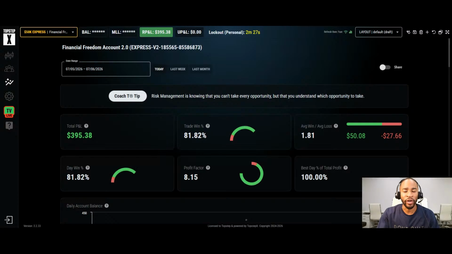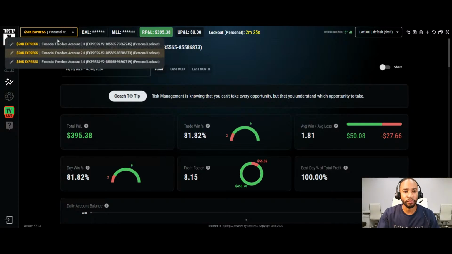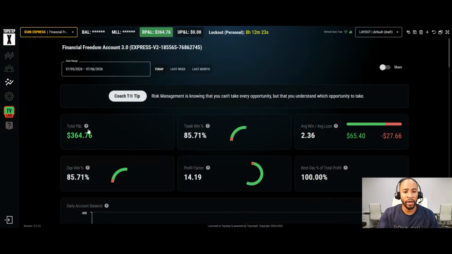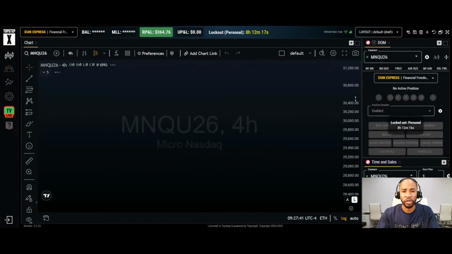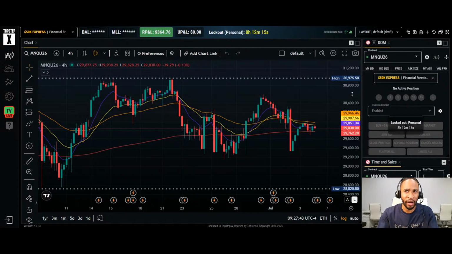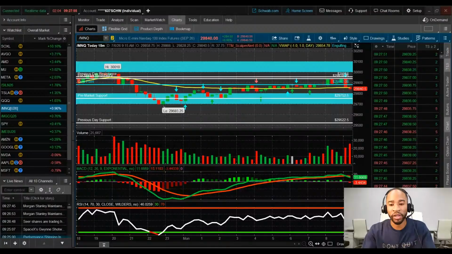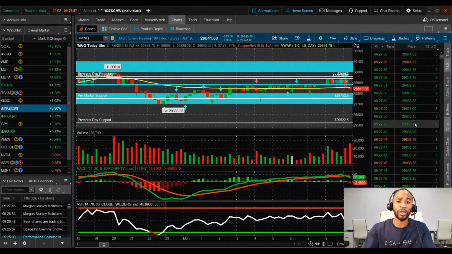In my other account, $395.38. And in my third account, $364.76. So that's about, I think, close to $945. That's close to about $1,000 coming into today's trading day. So let's go back to the big screen so we can get a clear read on our chart. And let's keep a close eye on this market structure today, family.